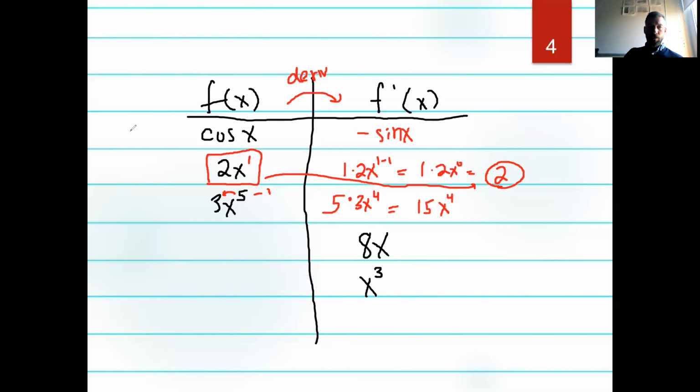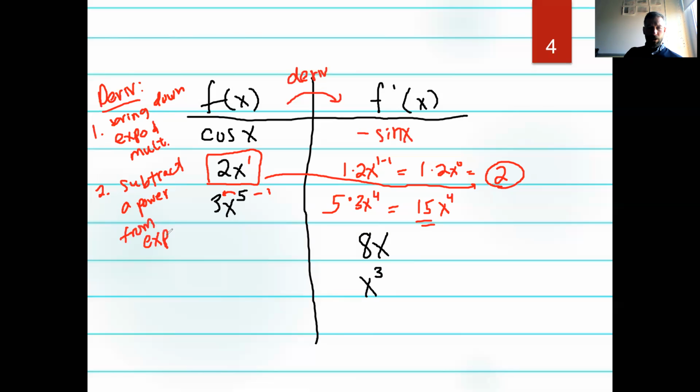So we have to remember our rules for the derivative using our power rule. What were they? To bring down the exponent to the front and multiply it by whatever that coefficient was. I brought that 1 down and multiplied it, brought the 5 down and multiplied it, in order to get the 15. And then step 2 would be to subtract a power from that exponent. So a 2-step process there.